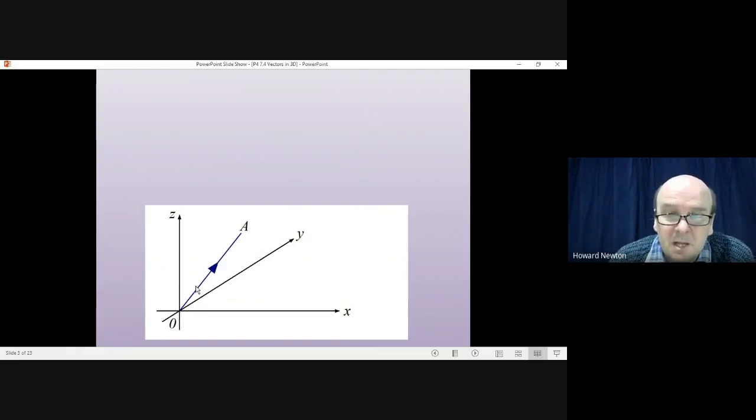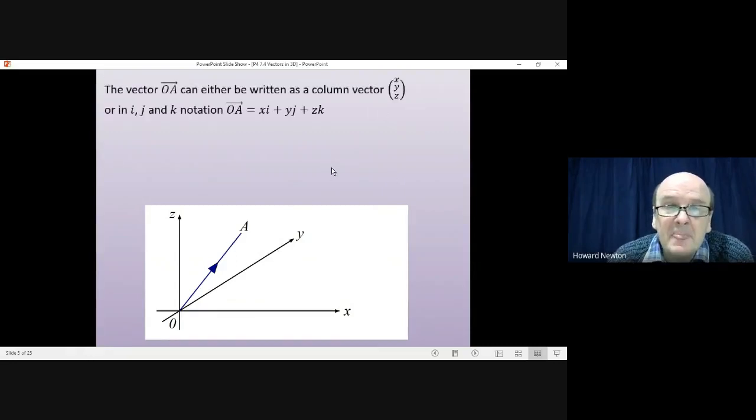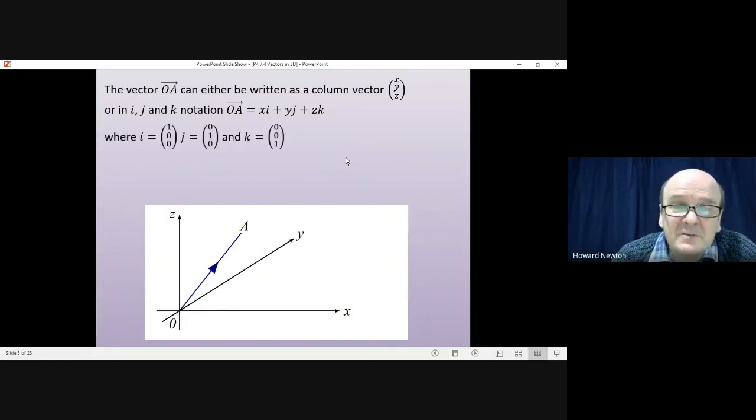We think about a vector, OA. It can either be written as a column vector, adding a third number z, x, y, z, or it can be written in i, j and k notation, adding the third letter k for the z direction. And that would give us the vector OA is equal to xi plus yj plus zk, where i is the unit vector in the x direction, j is the unit vector in the y direction, and k is the unit vector in the z direction.